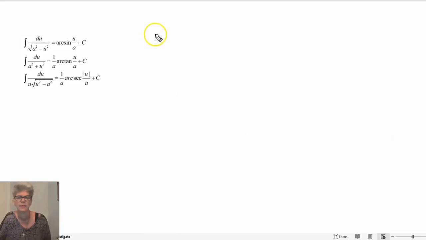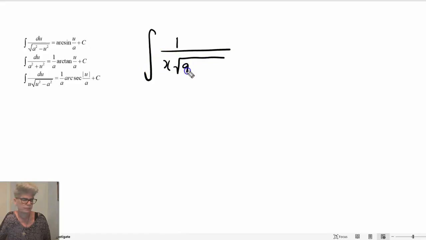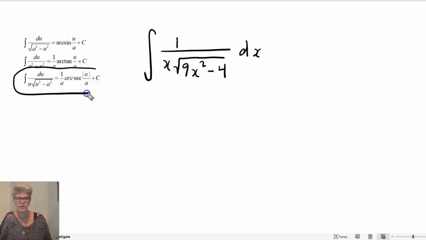Okay, the next one is we want to see if we can find this one. All right, so just scanning these templates over here, I'm definitely going to try and make it fit into that one, because it's got the square root in the denominator, but it also has a term out the front.